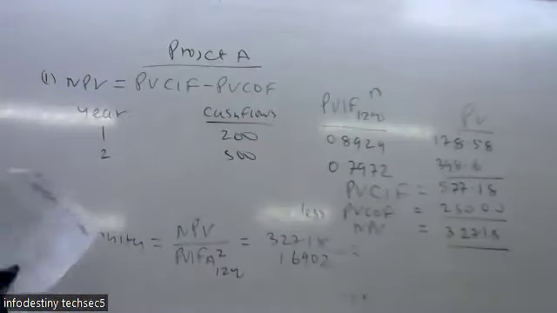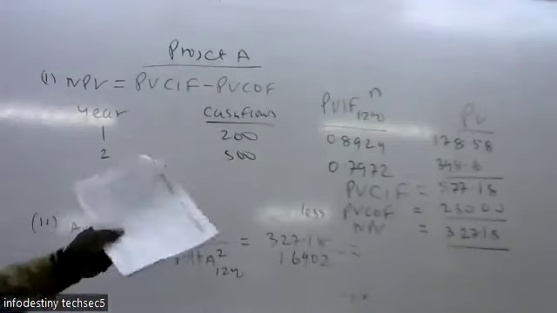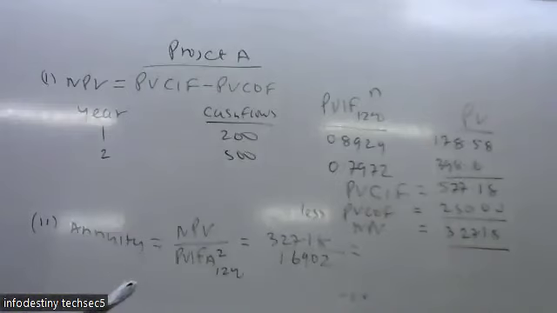You just get the NPV. After getting the NPV, get the annuity of that NPV, because they were asking you to get the annual equivalent value of each project. Just get the annuity for each project. So that is now our Project A.